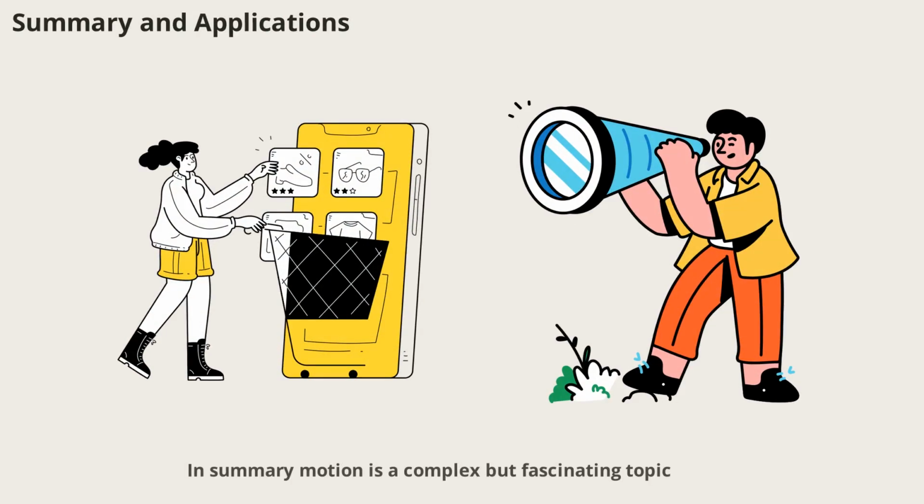Summary: motion is a complex but fascinating topic that touches every aspect of our lives. From understanding how cars move to predicting the paths of planets, the principles of motion help us make sense of the world. By mastering concepts like speed, velocity, acceleration, and force, we can analyze and predict movement in countless situations. These ideas are not just theoretical, they have practical applications in engineering, sports, transportation, and beyond. Keep exploring and you'll discover even more ways motion shapes our universe.